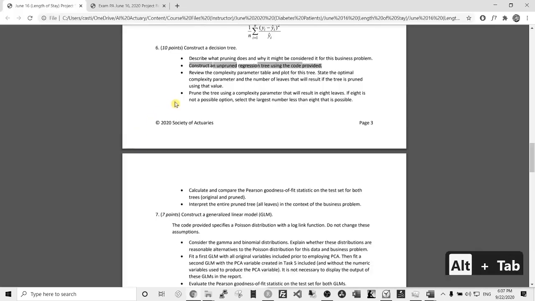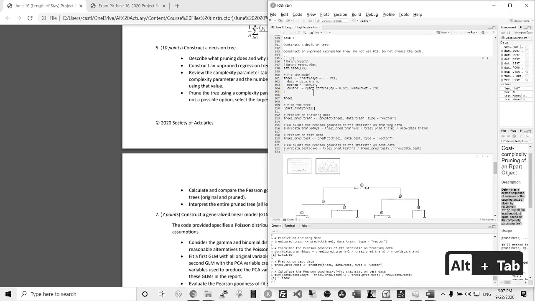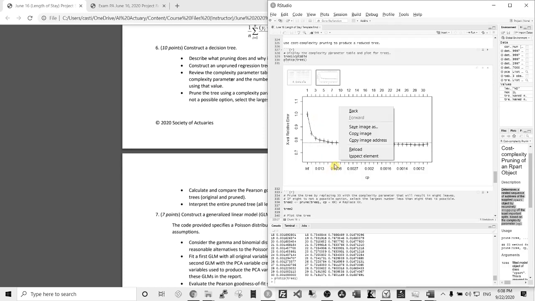Okay, what's the next part? Review the complexity parameter table and plot for this tree. State the optimal complexity parameter and the number of leaves that will result if the tree is pruned using that value. So here's that. So this shows the complexity parameter on the x-axis and the relative error on the y-axis.